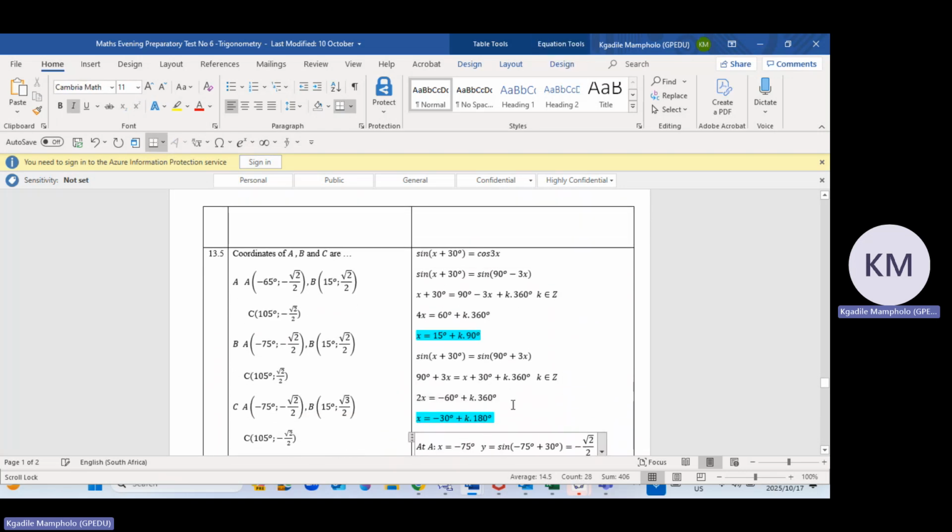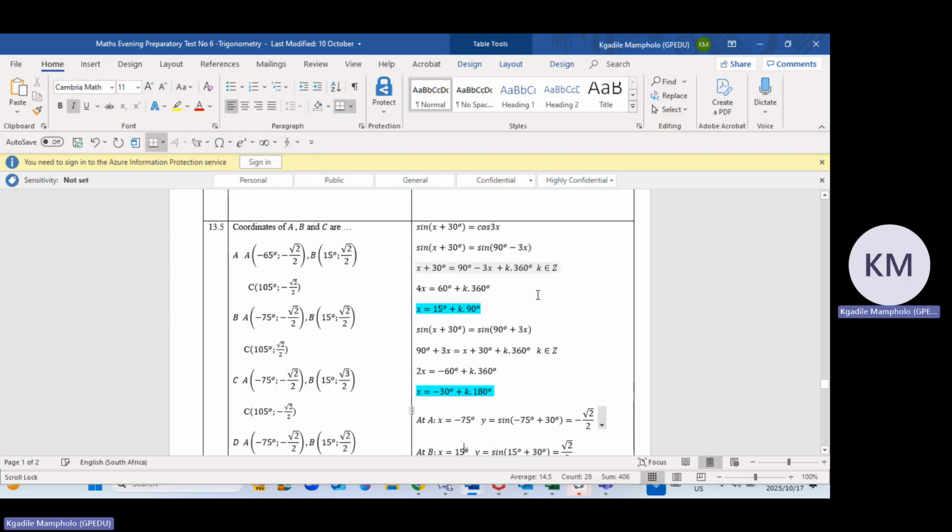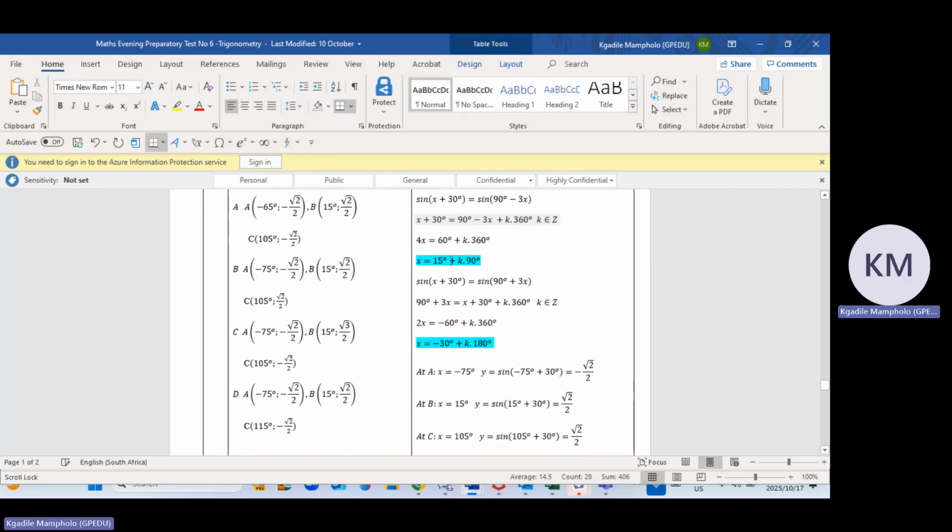The other one, sine is also positive in the second quadrant. Remember, 90 degrees plus 3x represents the second quadrant where sine is still positive. And then when you reverse it, it will be positive cos 3x. Now you have two things here, as I highlighted. Then for us to get the solutions, you'll just play with k. Then these are the values that you are going to get in this case.